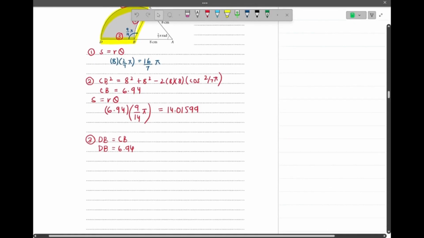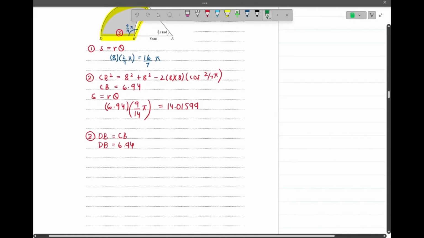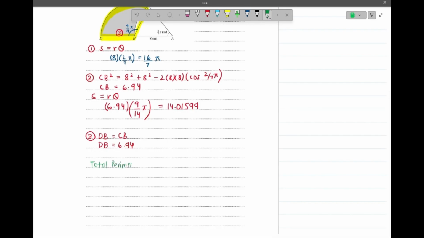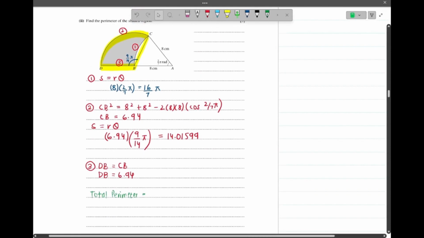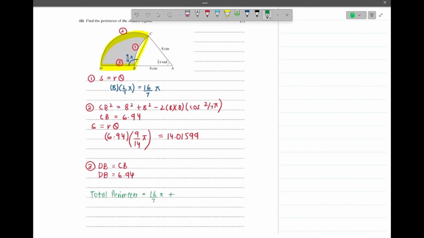Now, if I take the total perimeter, that's going to be 16 over 7 pi plus 14.01599 plus 6.94.